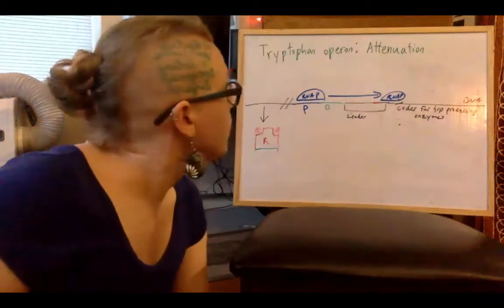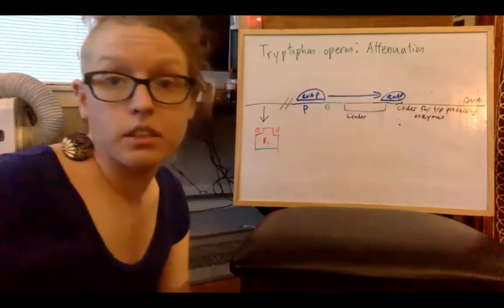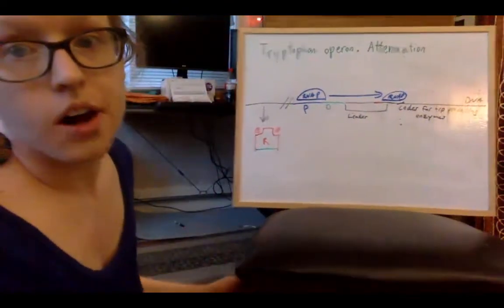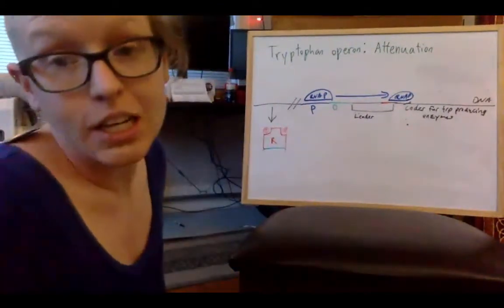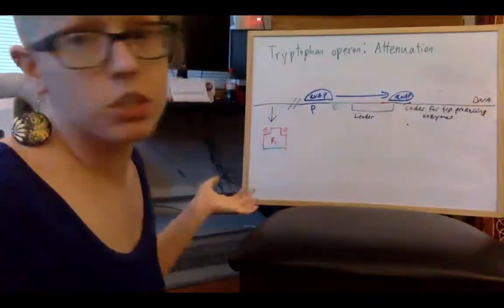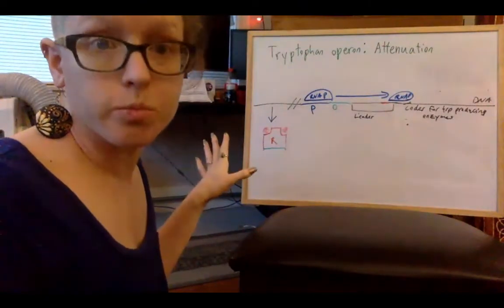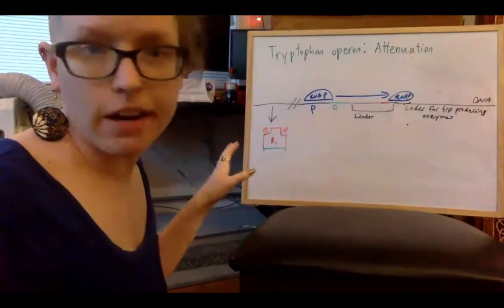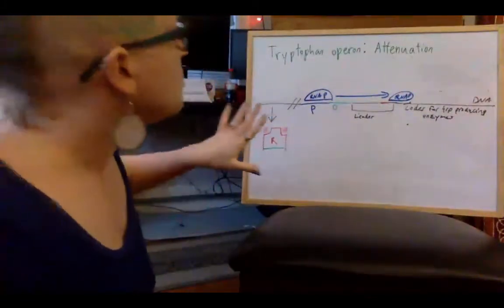Okay, it is evening and it is time to talk about tryptophan. Let's see if I can't get you there. So, tryptophan attenuation. This is the operon anatomy. I'm going to talk about this, but most of our conversation is going to be about ribosomes and the RNA and weird physics stuff.